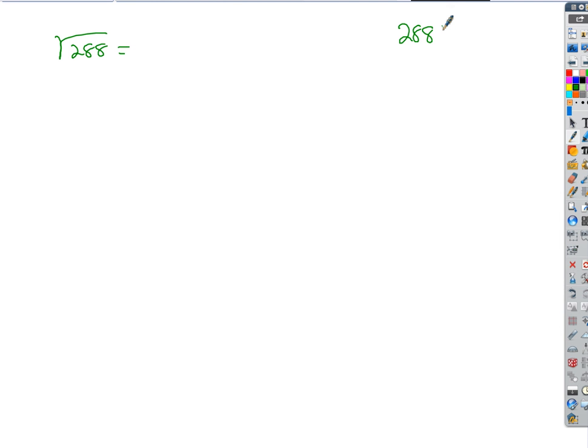Suggestions. 6 and 48. 6 and 48. Okay, so we could do that. We could do 2 if we want to, right? If you see that 6 goes into that, we could use 6, but we could just do 2 and 144 and then go from there too, right? So 6 goes into that and it's 48.